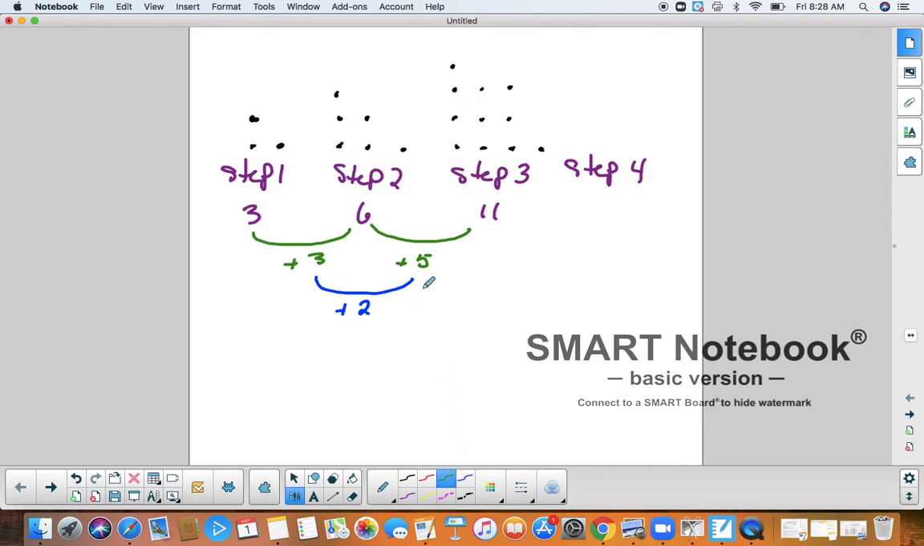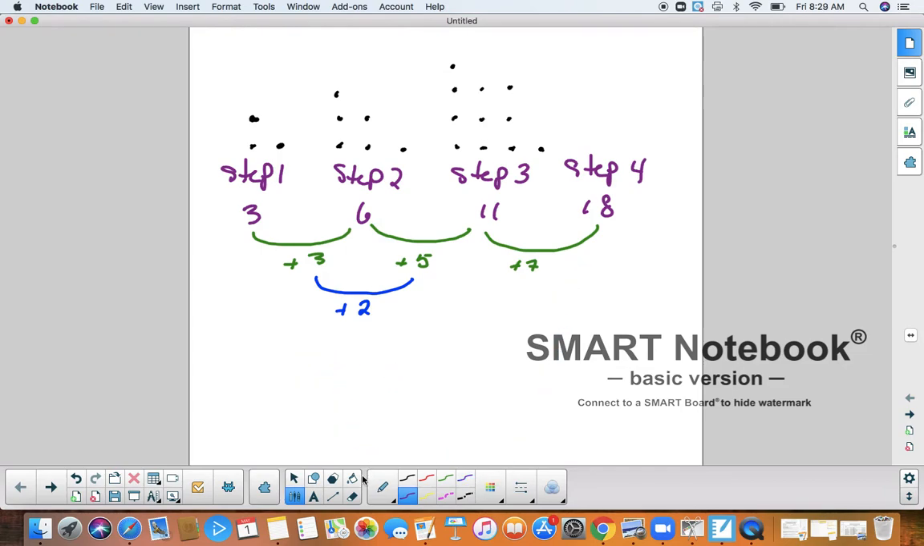And so if we were to continue that pattern, over here in step 4, we would hope to see that if I added 2 to 5 in this next number, I would have to add 7, which would mean my pattern should have 11 plus 7, or 18 dots. So you can check the pattern that you have to make sure that there are in fact 18 dots.